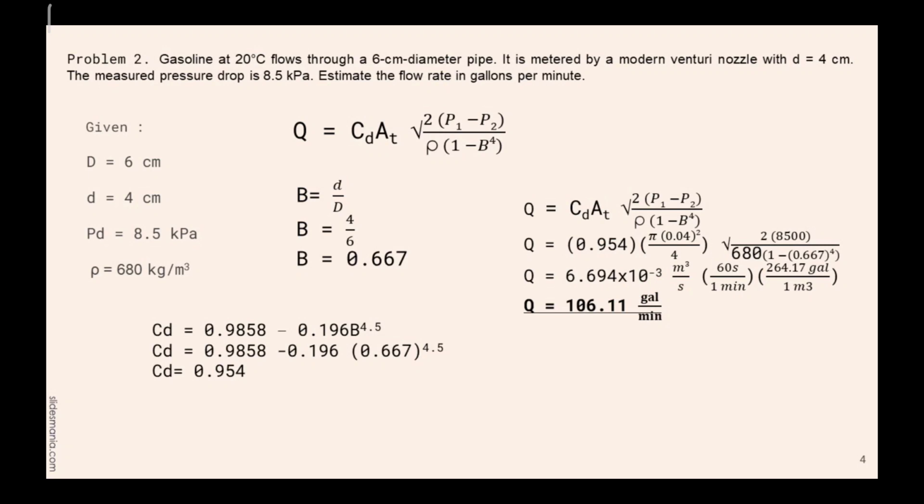But let's convert it to gallons per minute. Multiply it by 60 seconds over 1 minute times 264.17 gallons over 1 cubic meter. The flow rate in gallons per minute is equal to 106.11.